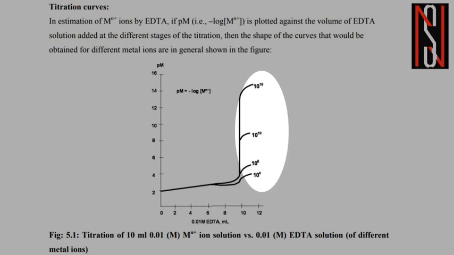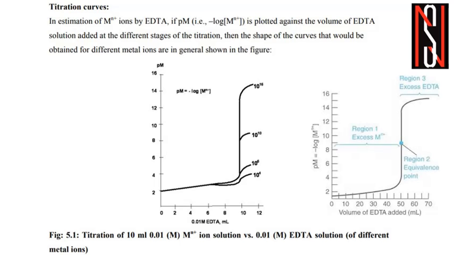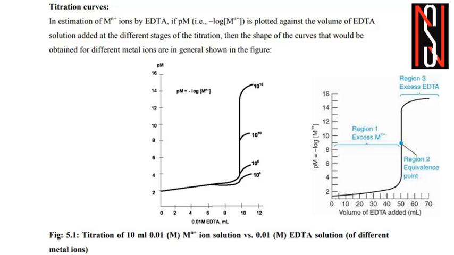Now, some of the stability constants of different metal-EDTA complexes are indicated at the right-hand side of the curve, and the equivalence point may be specified by the central point of the steepest region of this curve. It is evident that the greater the value of the stability constant, the steeper will be the curve, and therefore the end point would be sharper.